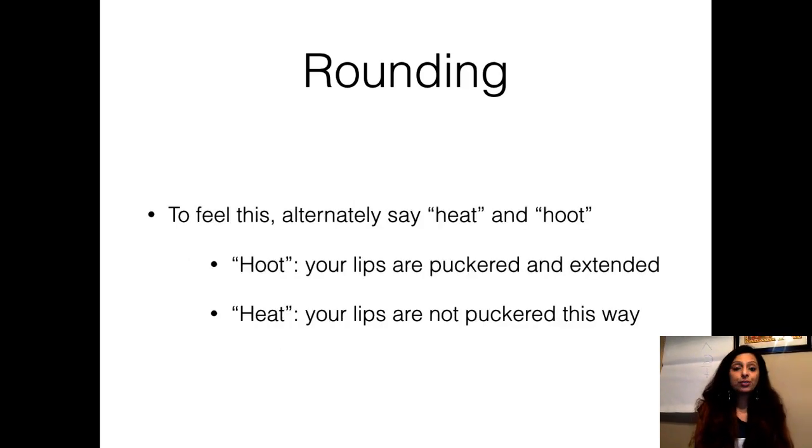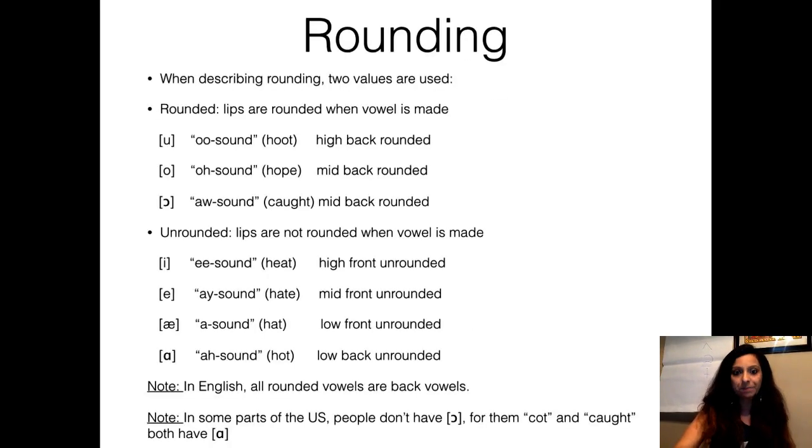So again, to feel the intuitive difference between these two, say heat. Are your lips in a rounded position? No, your lips are actually quite spread out and quite flat. And then when you say hoot, you can see your lips are actually puckering up together into a rounded position. So this is what we mean by rounding.